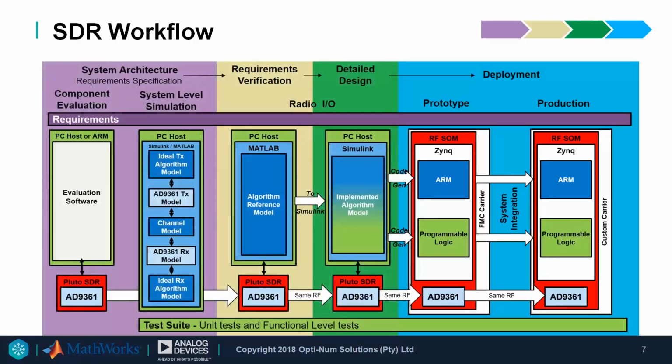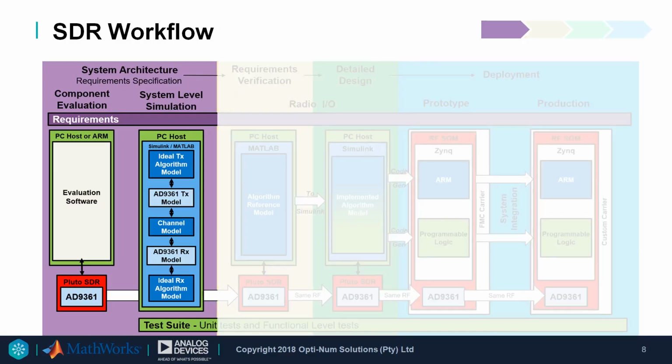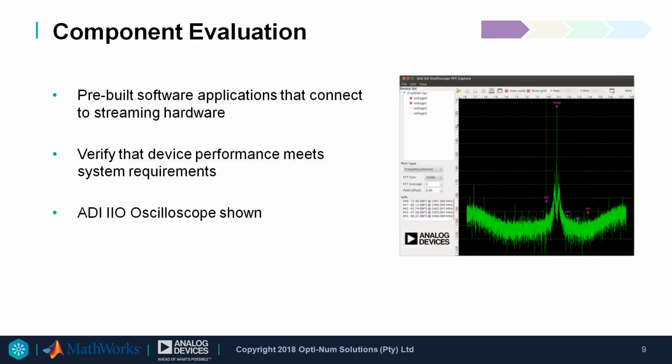In our example, our design is based on the AD9361 RF Agile Transceiver from Analog Devices, which is used by all the hardware platforms in this video. Let us start with the system architecture phase. Component evaluation is done by using pre-built software to determine whether the selected device meets design requirements, as can be seen in this screenshot for our example where Analog Devices' IIO Oscilloscope captured data from the AD9361 transceiver.